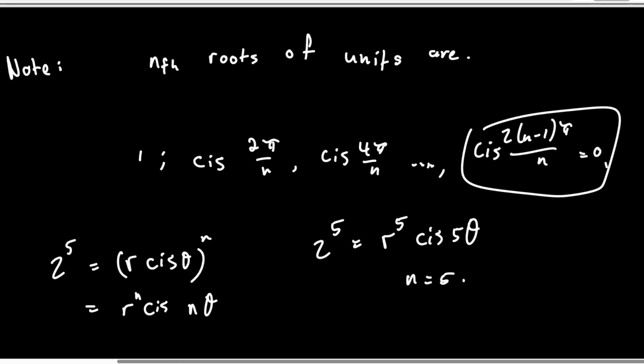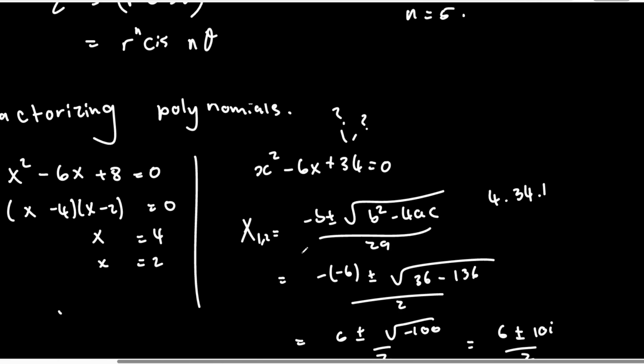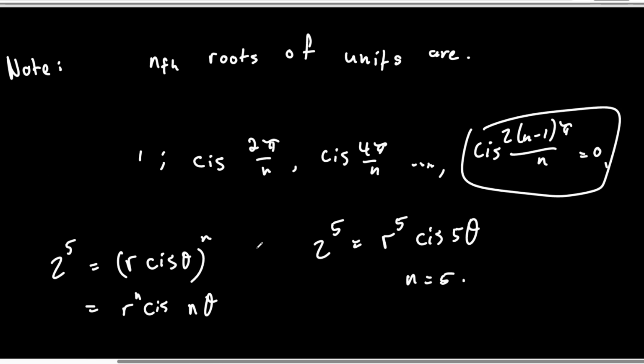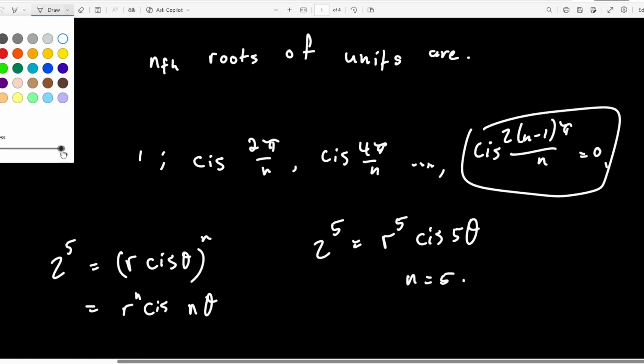Okay. Is there anything I missed? I guess I missed trigonometrical identities. Maybe I could do one more example real quick. Yeah, let me do one more example.